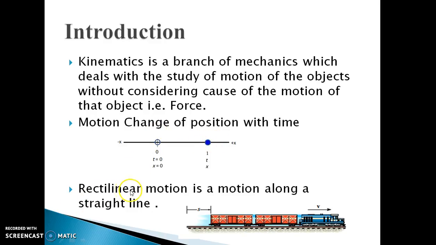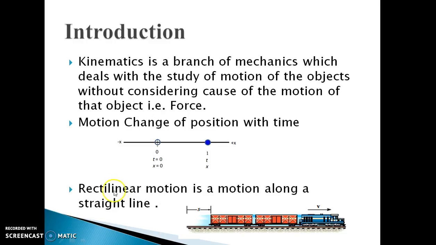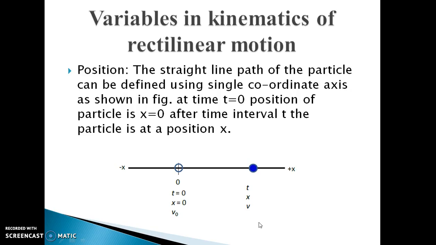Rectilinear motion. In rectilinear, the word linear says line. So rectilinear motion is a motion along a straight line. For example, a train moving on a straight track. There are variables involved in kinematics of rectilinear motion.